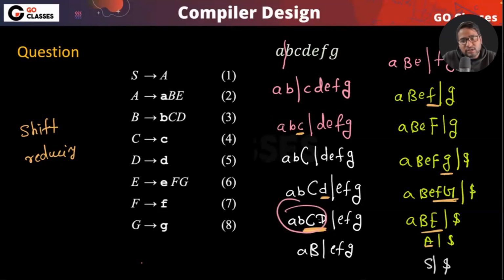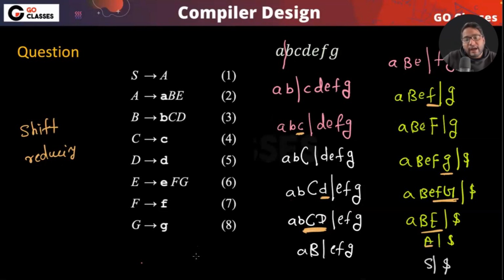Tell me, can you reduce the whole thing to something, if that is a possibility? Okay. So depending on the possibility, you can reduce this also. Whatever is on the top of the stack, you can reduce that only. You can't take the decision later on. That's a very important point. We will understand that very clearly.